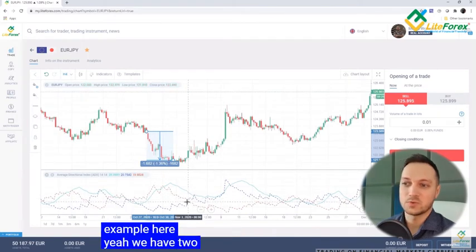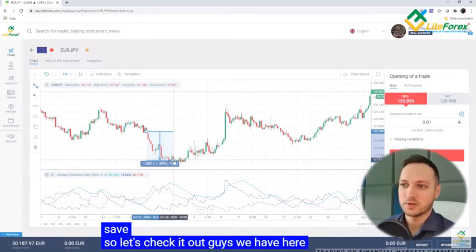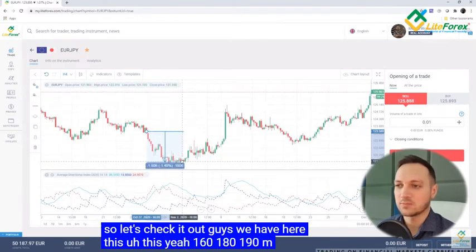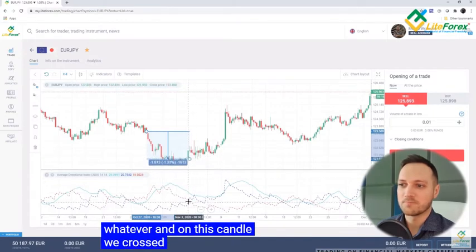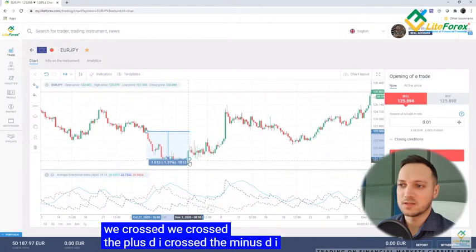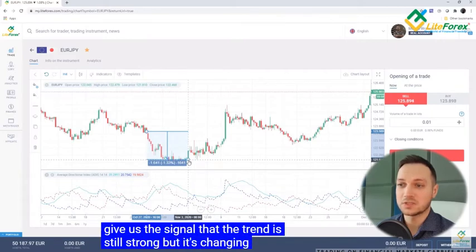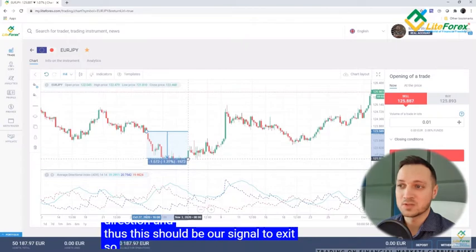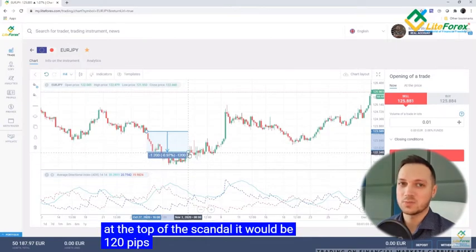So we have this example here. Yeah, we have two examples in one, we can say. So let's check it out, guys. We have here this 160, 180, 190, whatever, and on this candle the plus DI crossed the minus DI, so it would give us the signal that the trend is still strong but is changing direction, and thus this should be our signal to exit. So even if we exit at the top of this candle, it would be 120 pips.